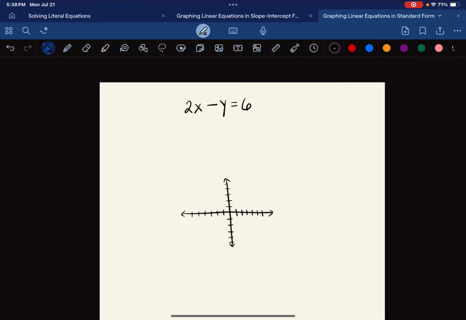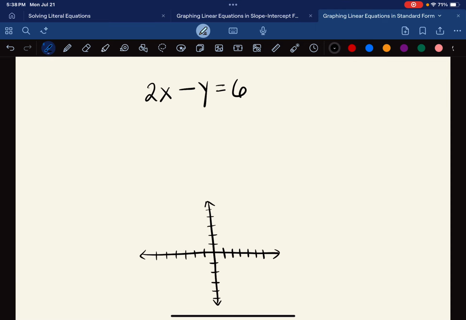Let's do one more example. We have 2x minus y equals 6. So if I want to find my x-intercept, I'll go ahead and plug a 0 in for my y value. So 2x minus 0 equals 6. Of course, minus 0 does nothing for us. It just cancels out. We'll divide both sides by 2. And that's going to give us 1x, or just x, equals 3. So right here, we plot our point at positive 3 on our x-axis.